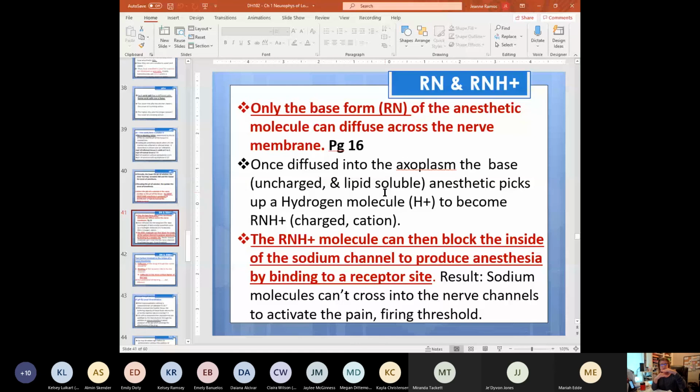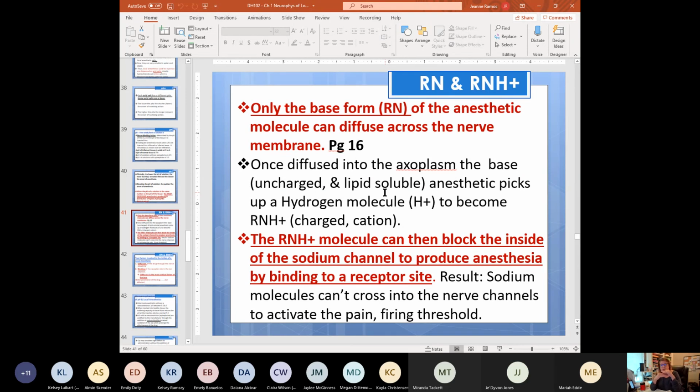the base, of course, is uncharged, and it's lipid soluble, and it is a magnet. It picks up a hydrogen molecule, which is an H positive. And now on the inside, we're back to a charged molecule, an RNH. It just couldn't get in as an RNH. But now it's charged, and it's called a cation. It looks like "cation," but that's not right. In science it's called a cation because they're ions and molecules.